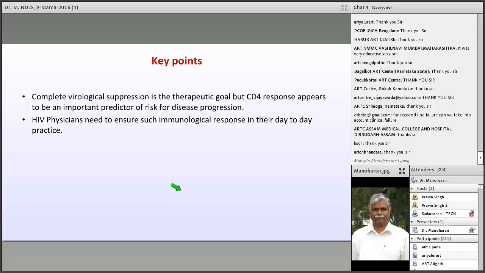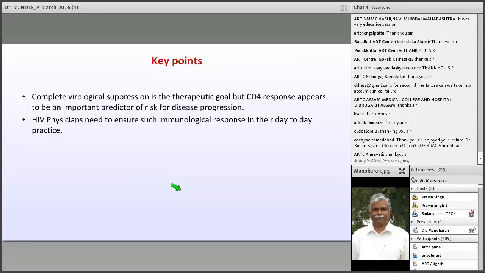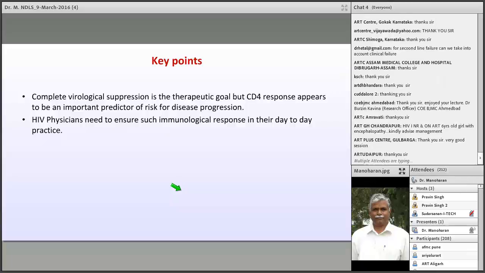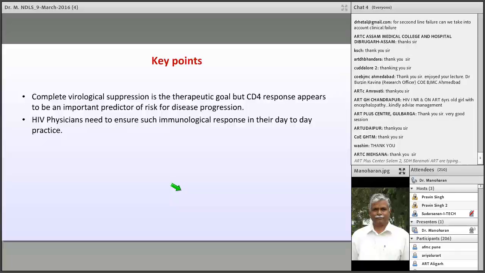There's a question: in case of immunological non-responders, how to assess treatment failure? Because some patients at our center were referred for viral load, which was reported to be undetectable, and HIV-2 was ruled out. I think I answered this question also. I think I have answered almost all the questions.